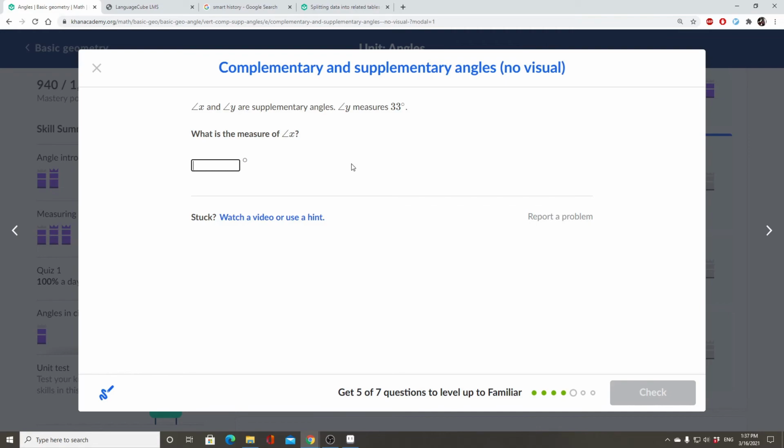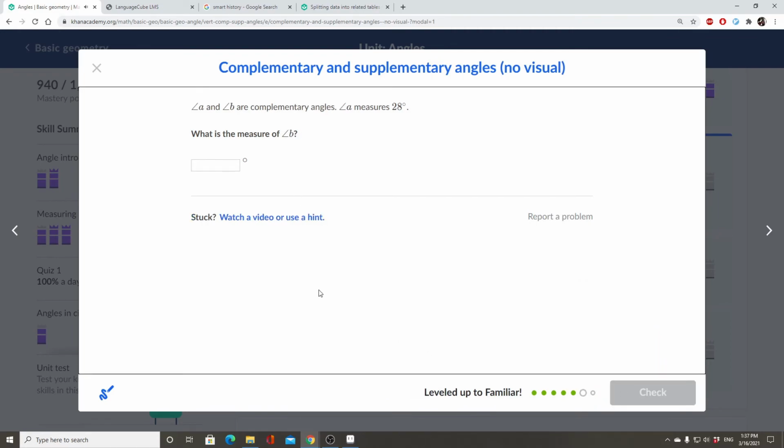Anyway, back to it. So X and Y are supplementary angles. Y measures 33. Okay. Supplementary, that's 180. So 180 minus 33, well, 180 minus 30 is 150. So yeah, we're looking at 147. Let's minus an additional 2. There we go. Okay. Not too bad.